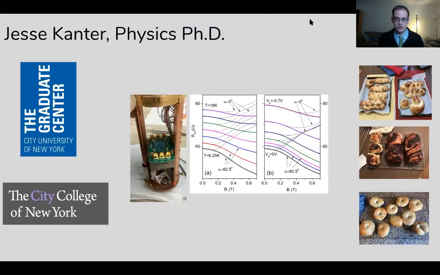I did my physics PhD research at CUNY. I got my PhD from the Graduate Center and did the research at City College. It was experimental physics research, and the basic idea was, I spent half of my time doing experimental measurements in the lab, collecting data, and the other half of the time analyzing that data using visualizations to weed out different physical signals that were present in the data itself.